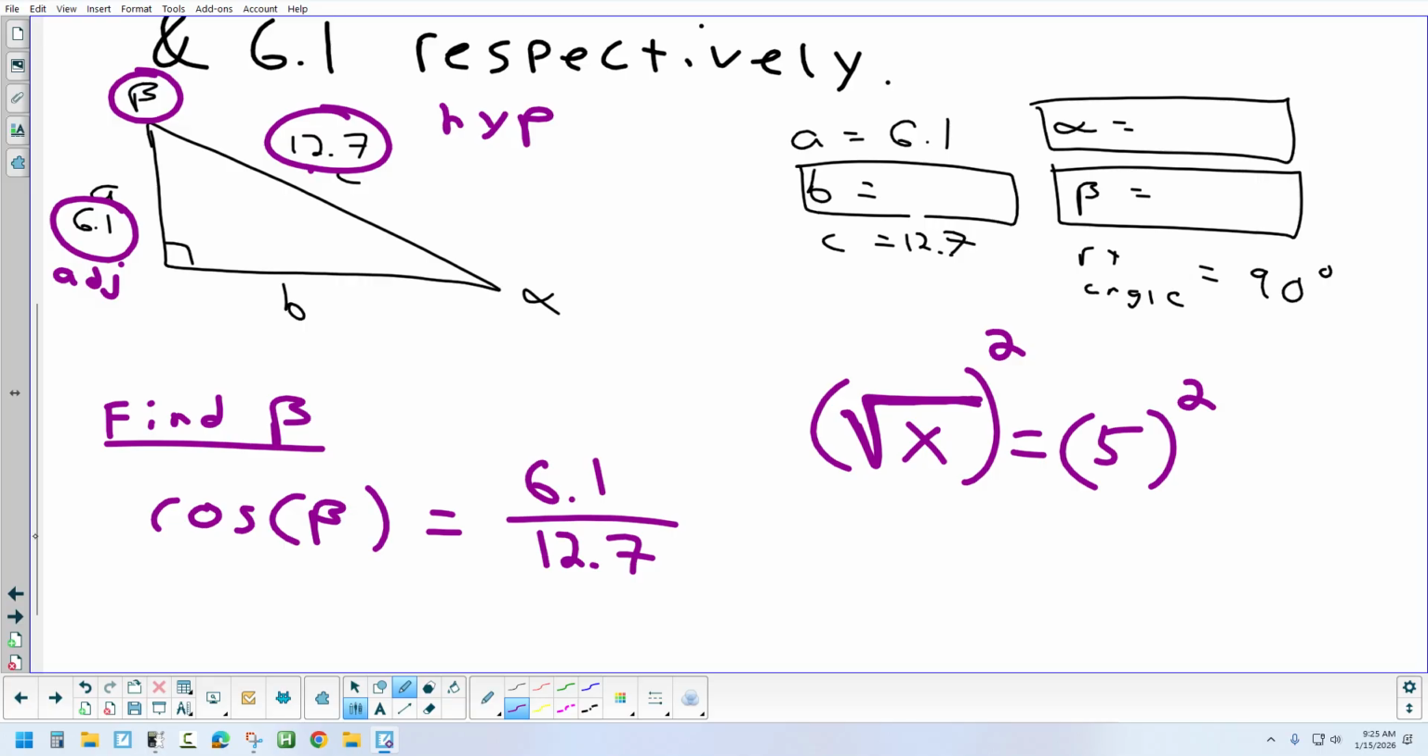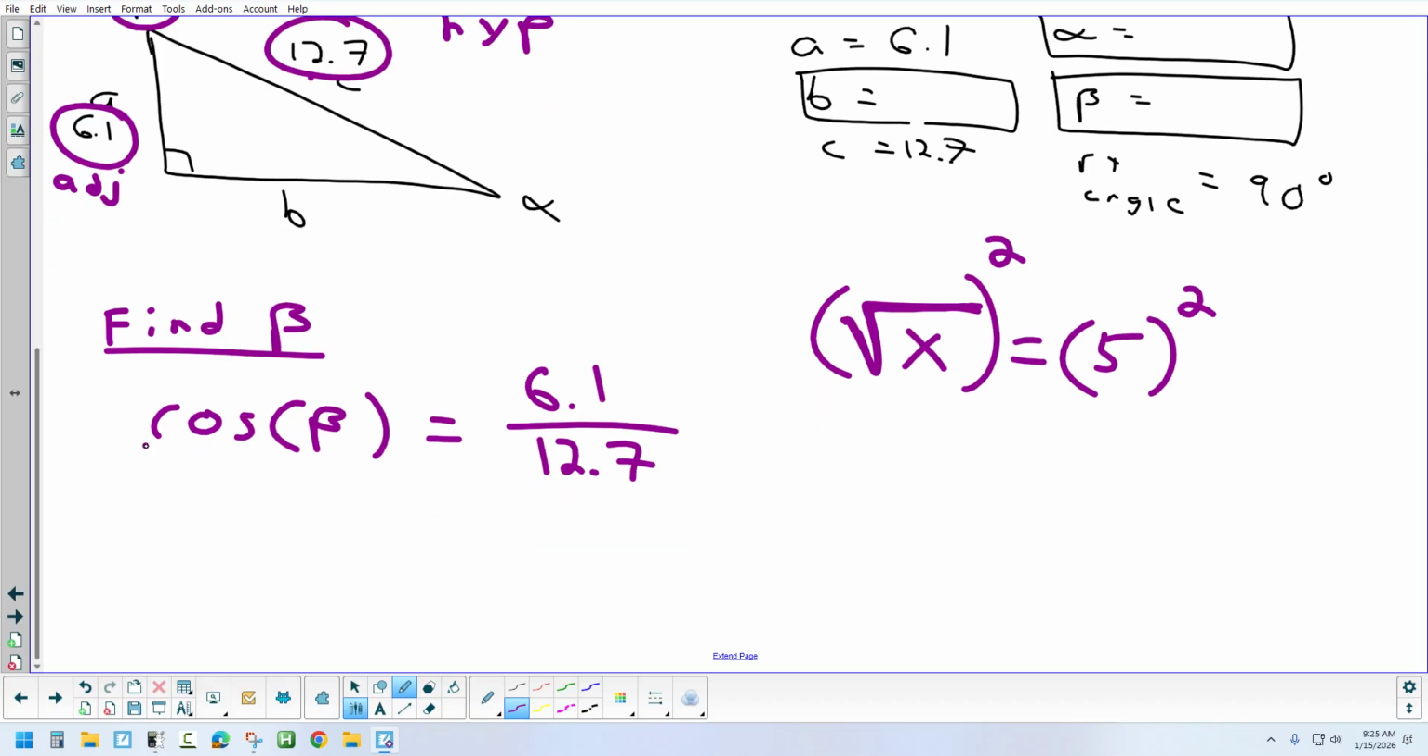Well, we're going to have to do the same thing here. We need to get rid of this function to get that letter alone. We've got the cosine function. Does anybody have a guess what function I'm going to use? We've never mentioned it before, but we're going to now, to get rid of cosine.